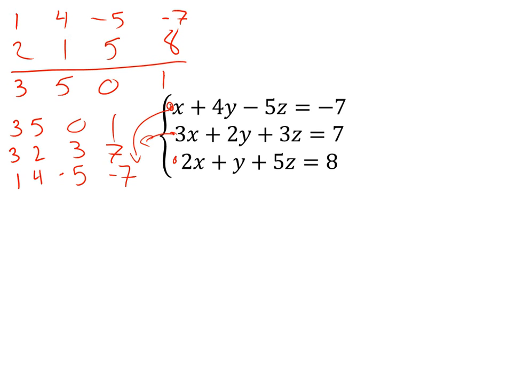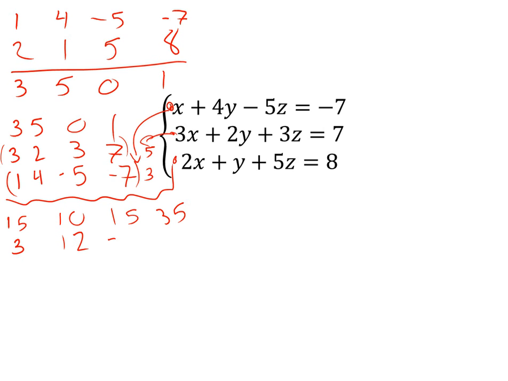Now I'm going to try to zero out the z in these two. So I'm going to multiply the top one by 5 and the bottom one by 3. That gives me 15, 10, 15, 35. And then I have 3, 12, negative 15, negative 21. Add those together, 18, 22, 0, and what is that, 14?